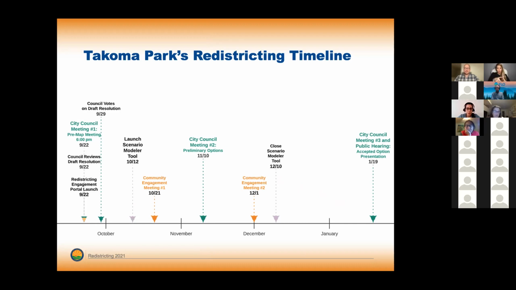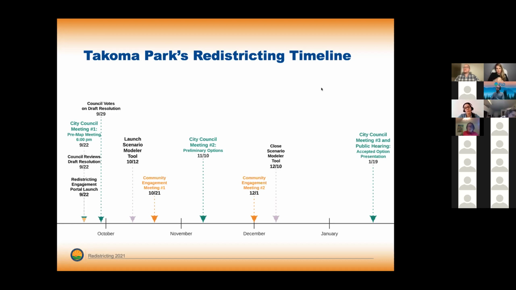Of course it's a public meeting. It's an opportunity to see what options are being considered. And the next community engagement meeting, I will share the specific dates and information in just a moment, is on December 1st. And that meeting will be an opportunity for all residents to review and to weigh in and discuss the map options. You'll notice on December 10th the scenario modeler tool closes. So that's the last time that you can submit a map.